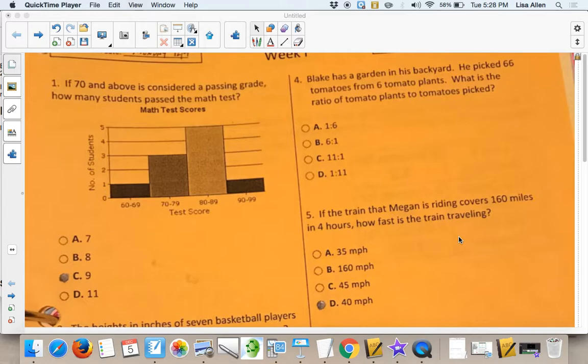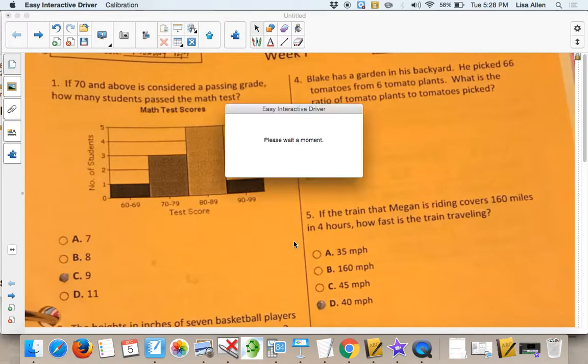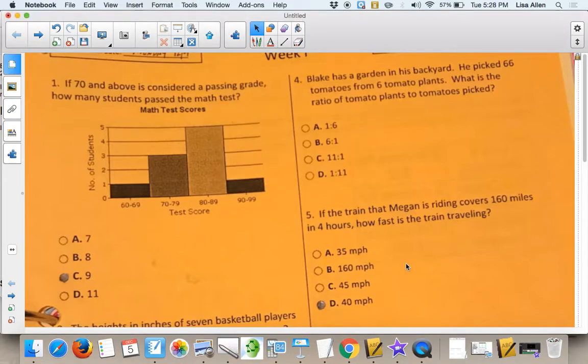So in the first problem, we're looking at if 70 and above is considered a passing grade for the test, then you will need to look at every grade that is passing. So it looks like we've got 70 to 79, 80 to 89, and 90 to 99. I'm going to put the numbers right on top of here. Let's see if I can get my smartboard to work.